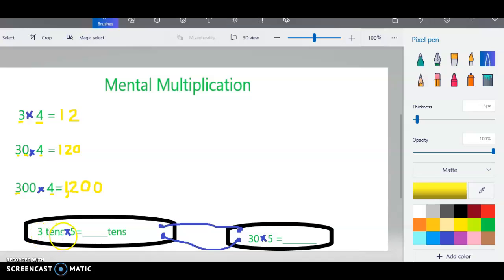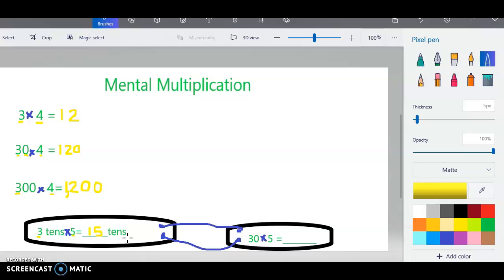Now let's take a look at this example. We have 3 tens times 5. Now 3 tens means 10, 20, 30. You have tens and you have 3 tens times 5. That would give us, we're just going to say 3 times 5 is 15 tens.